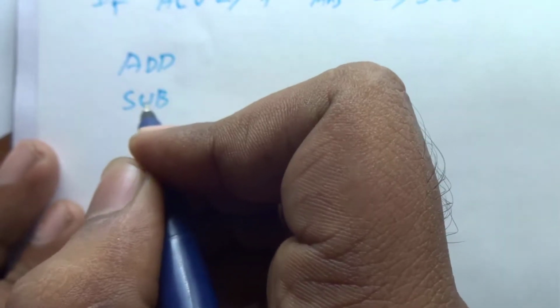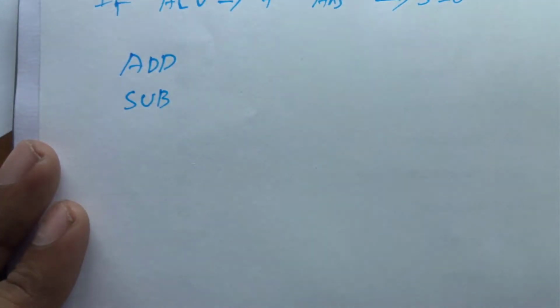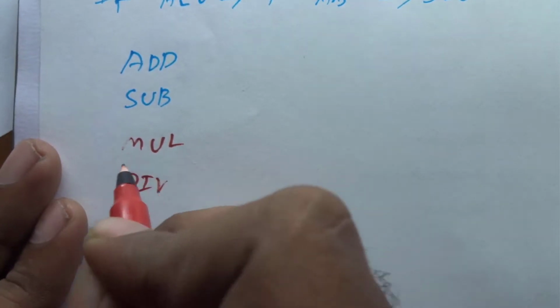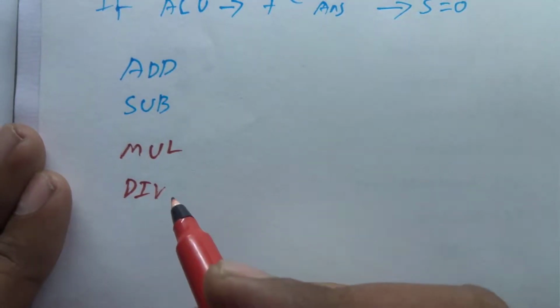Everyone, in this video we are going to see about the arithmetic operation instructions of 8085. In 8085 you can perform arithmetic operations such as addition and subtraction. These two operations you can perform in 8085, and you can't perform multiplication and division operations. These are all arithmetic operations.